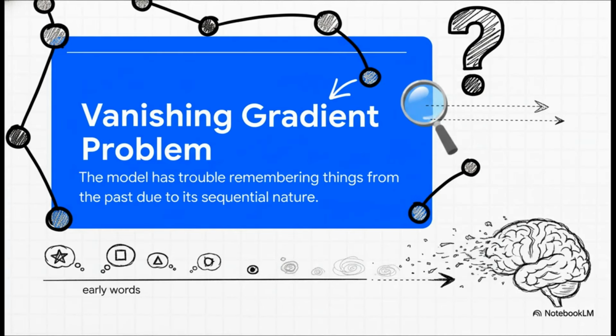This has a technical name, the vanishing gradient problem. But all it really means is that the influence of the early words gets weaker and weaker with every new word it reads. The model basically had a really bad short-term memory, and this was a huge barrier to understanding anything complex.